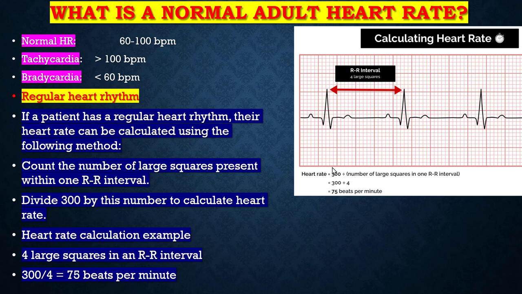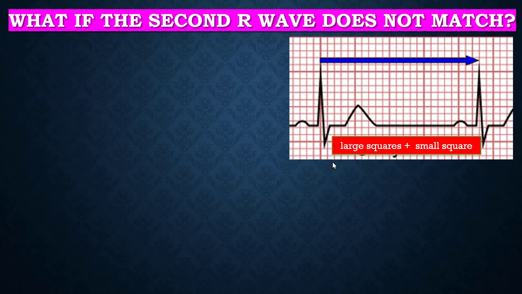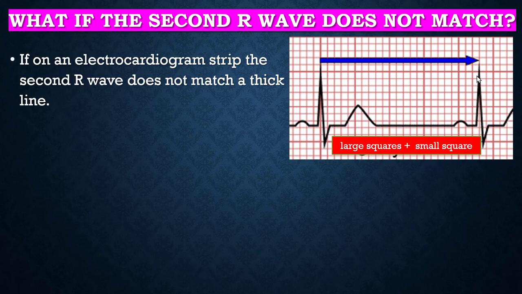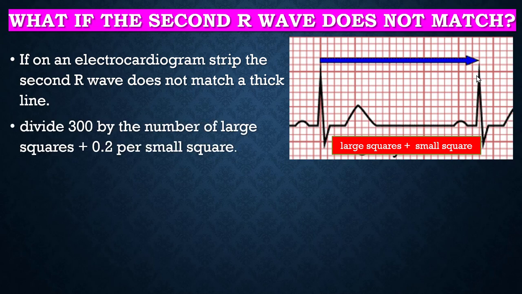Heart rate calculation example. Divide 300 by 4 and we will get the heart rate, which is equal to 75 beats per minute. What if the second R wave does not match? Here you can see one R wave falls on the heavier line, but the second R wave falls on a lighter line. So how will we calculate the heart rate in this situation?